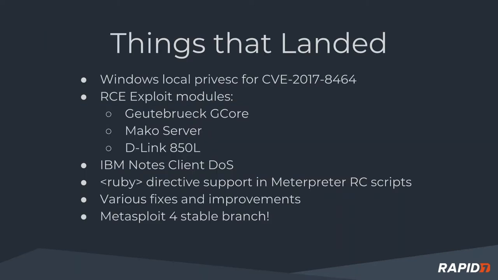Yeah. Cool. All right. So let's talk about some things that we landed since the last time we spoke. We have a Windows local privilege escalation for this particular CVE from Joe Steiner. We've got some remote code execution exploit modules. You can see the Kaltura one, a video management software, which is kind of interesting. We'll see it in a minute. Now, the Mako server, the D-Link 850L router.